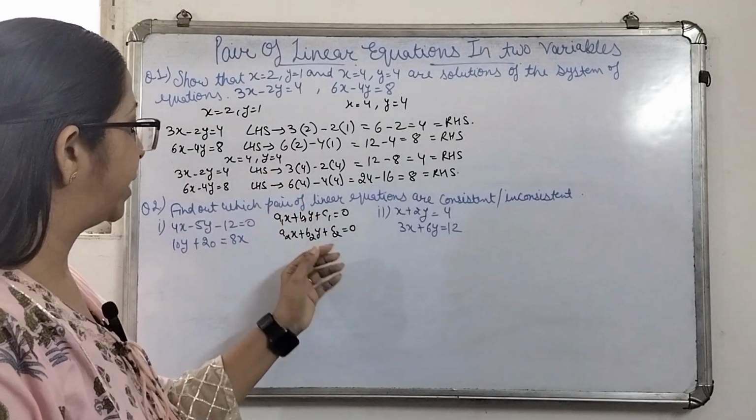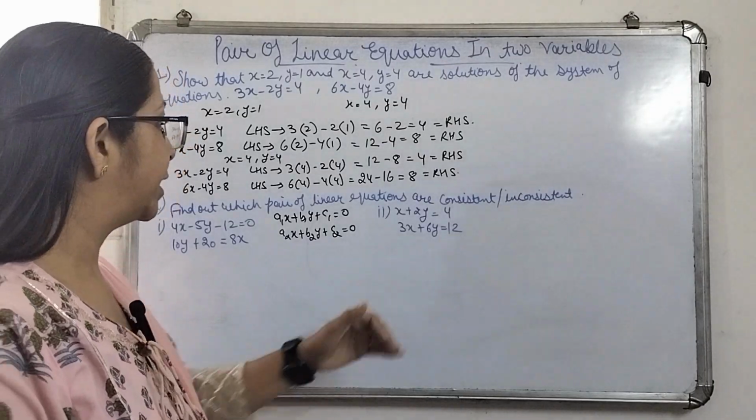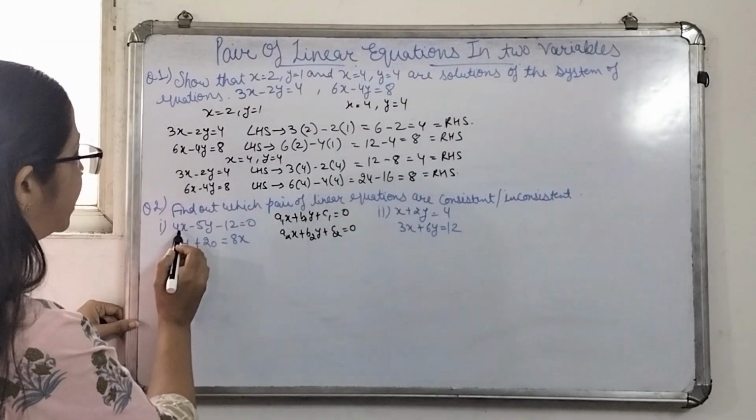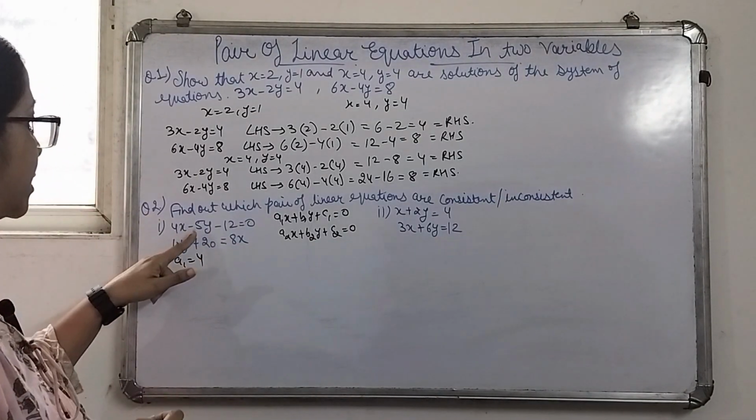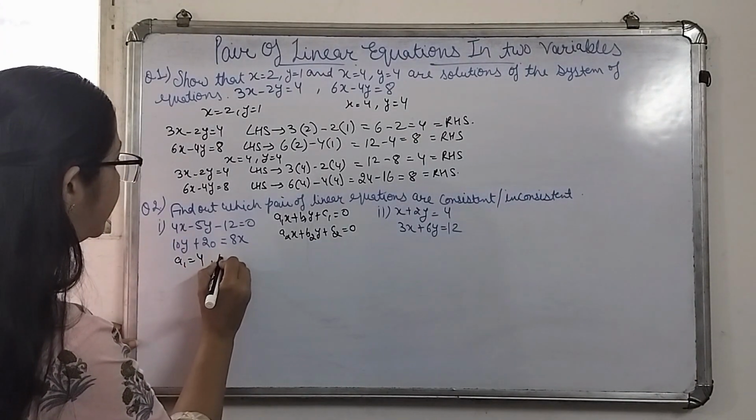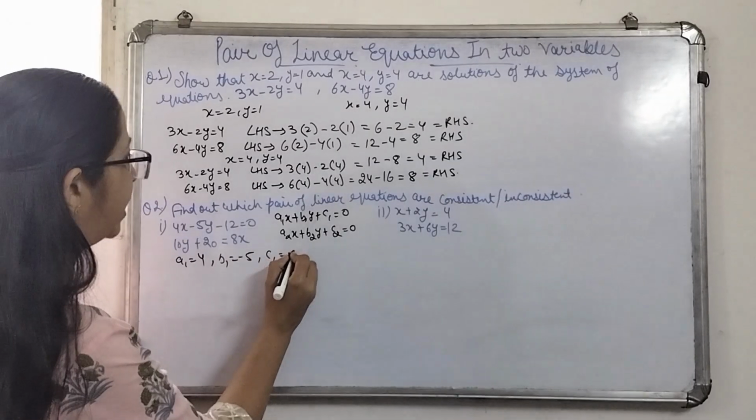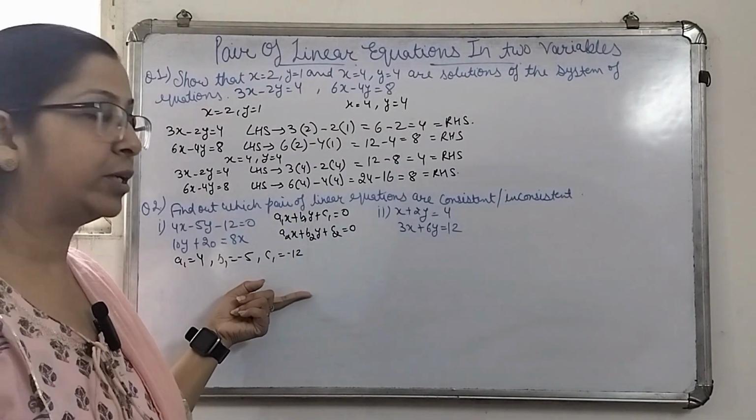If we compare the standard form with the given equations, then for the first equation, the coefficient of x is a1, that means the value of a1 is 4, the value of b1 is -5 and the value of c1 is -12. From the first equation we can find the values of a1, b1 and c1.